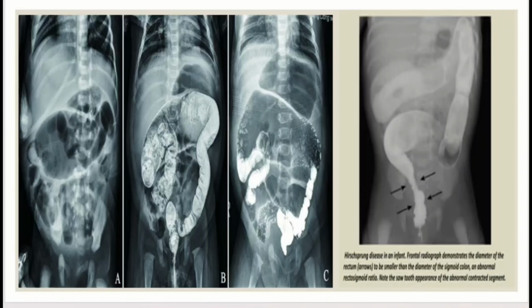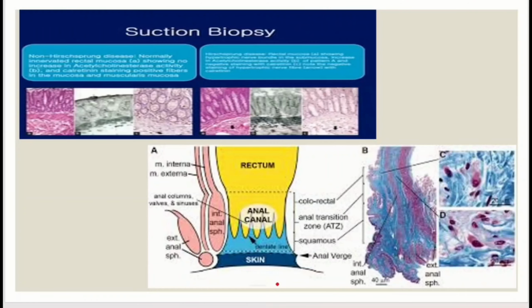Next diagram is showing suction biopsy. The first one is normal rectal mucosa, but in the second picture you can see there is increased acetylcholinesterase staining in the biopsy segment of rectal mucosa. Below is another diagram.